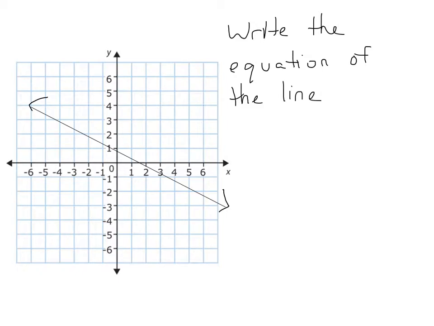All right, so how about this, okay? So we're going to do the same thing here. We want to write the equation of the line. However, they don't tell us the slope or the y-intercept. They just give us a graphed line. Well, we can find the slope, and we can find the y-intercept very easily.